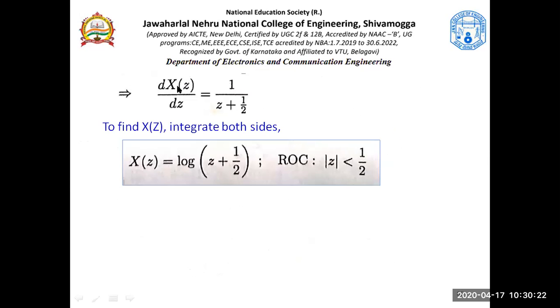Now X of z needs to be obtained. How to obtain X of z? By integrating. We have a differential, we shall integrate that. When we integrate, we'll have X of z here, and it is log of the denominator, because integration of 1 by x is log x. I hope I'm making the right statement. So integration of this would give you log of z plus half with the same region of convergence that we had seen earlier. This is how X of z is found out.